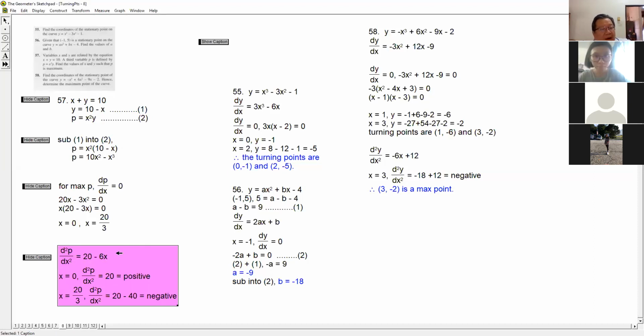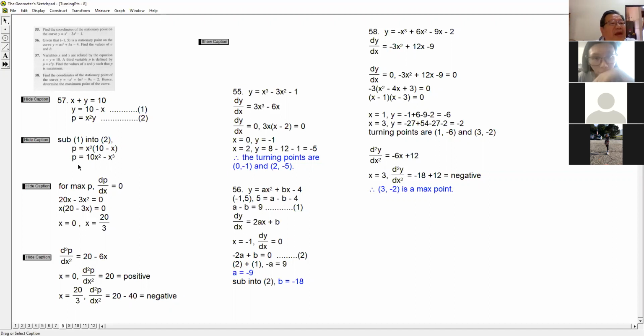Okay, so now I find the d2p over dx squared. The d2p over dx squared is 20 minus 6x. And I substitute x equals to 0, I get positive. So x equal to 0 will give rise to the minimum value. When I put in x equals to 20 over 3, the d2p over dx squared is a negative value. So it means that this value of x will give rise to the maximum p. Okay, right, so we take this one, maximum.